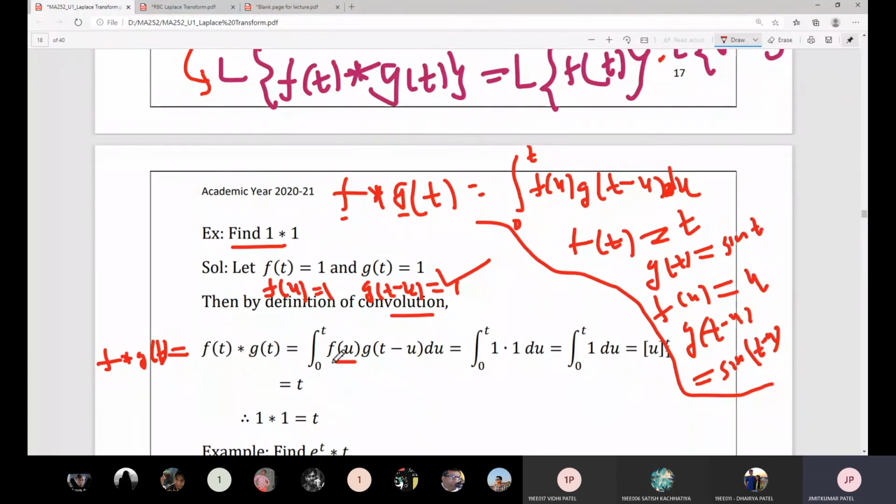Now replace the value of f of u and g of t minus u in our formula. So we get f of u means 1, g of t minus u means 1, so 1 into 1 will be 1. Now what is the integration of 1 with respect to u? It is u, from 0 to t. Now if you replace, that means t minus 0 gives t. So what is our answer? Convolution of 1 star 1 equals t. Any problem in this example?